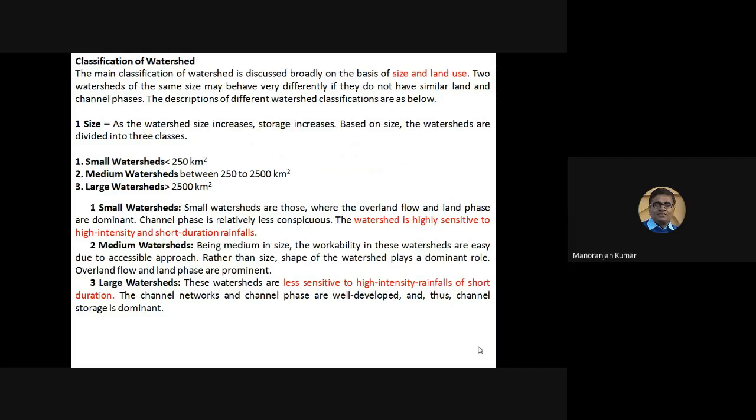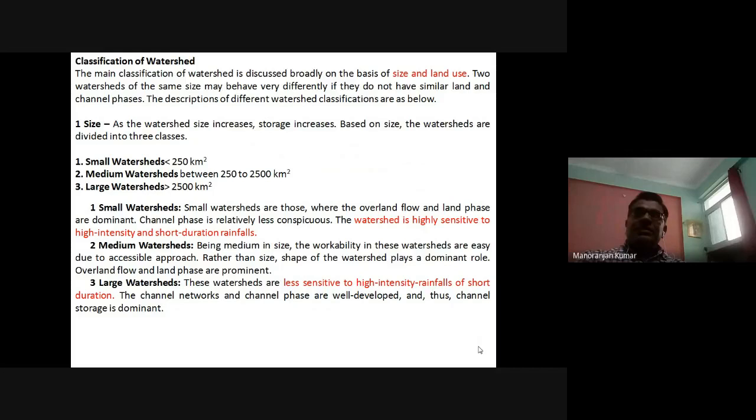Now, the third type of watershed on the basis of size is the large watershed, in which the area is more than 2,500 square kilometers. The characteristic of this type is that these watersheds are less sensitive to high intensity rainfall of short duration. If there is high intensity rainfall in that area, it is not so much affected by flood. The channel network and channel phase are well developed, and thus channel storage is dominant, but in the other two types the channel phase is not so dominant. So these are the types of watershed on the basis of size.